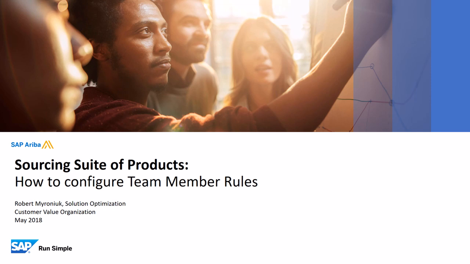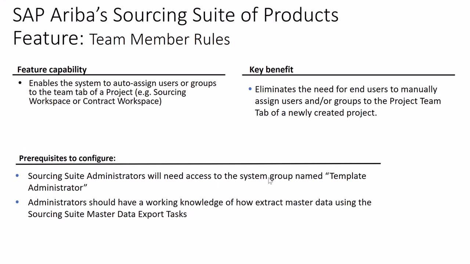Today, I wanted to talk about a feature that's located in the sourcing suite of products referred to as team member rules. The capability of team member rules is basically it enables the system to auto-assign users or groups to the team tab of a project. When I use the term project, I'm really referring to a generic term which refers to sourcing workspaces or contract workspaces.